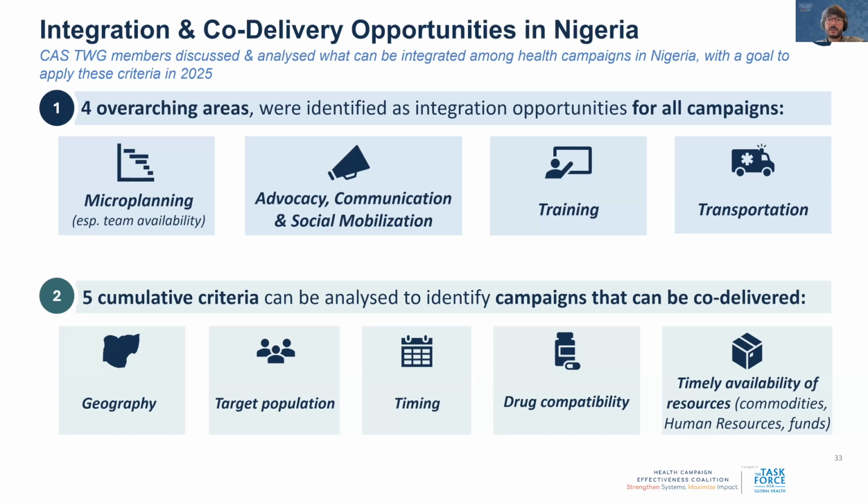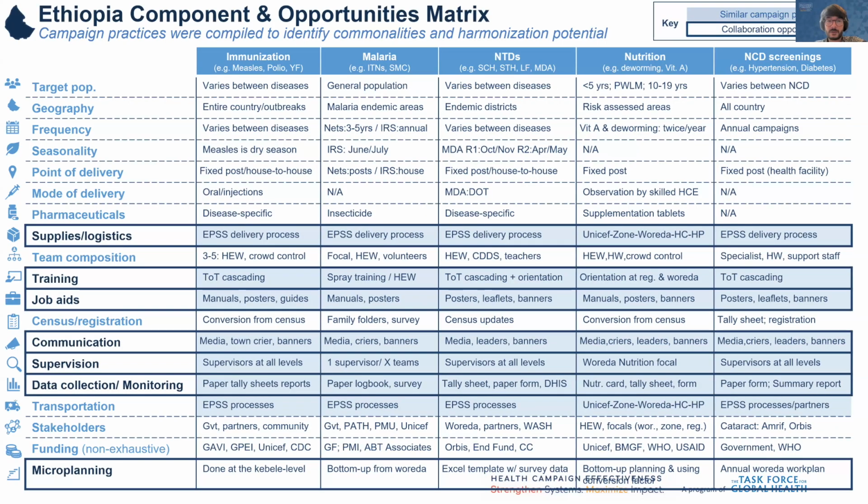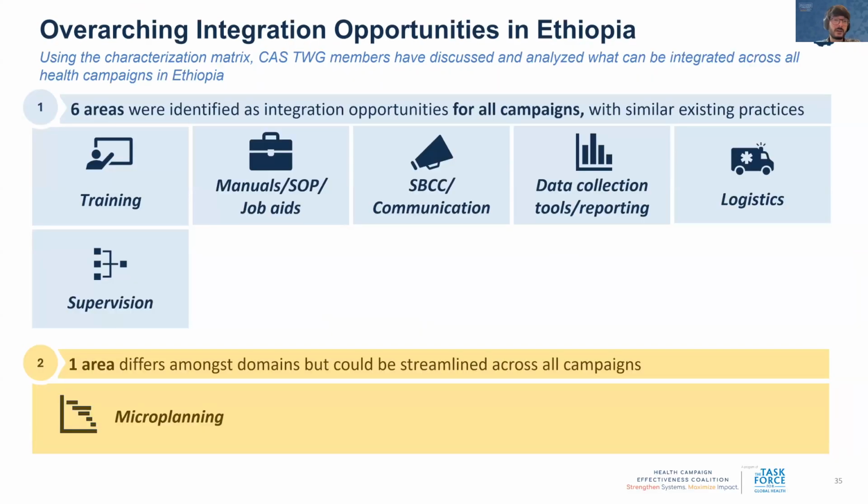You have a very similar example in Ethiopia as well. You can see that similar opportunities from integration arise across domains and showcase a similar potential for harmonization, communication, supervision, data collection, training, and the supplies processes are common and similar across the campaign domains. So the technical working group from the Ethiopian Ministry of Health have used this characterization matrix to get a clear view on what can be integrated across health campaigns in Ethiopia. And it is quite similar to what was done in Nigeria as well.